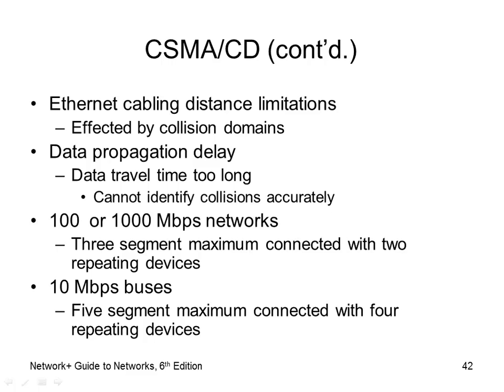All right, so CSMA-CD again. Ethernet cabling is affected by collision domains. There is a propagation delay, which is the time it actually takes the data to travel out on the cable. With 100 or with 1,000 megabit networks, 3 segment maximum connected with 2 repeating devices. With 10 meg buses, 5 maximum connected with 4 repeating devices. Now remember, switches reset all of this. We're talking hubs here.